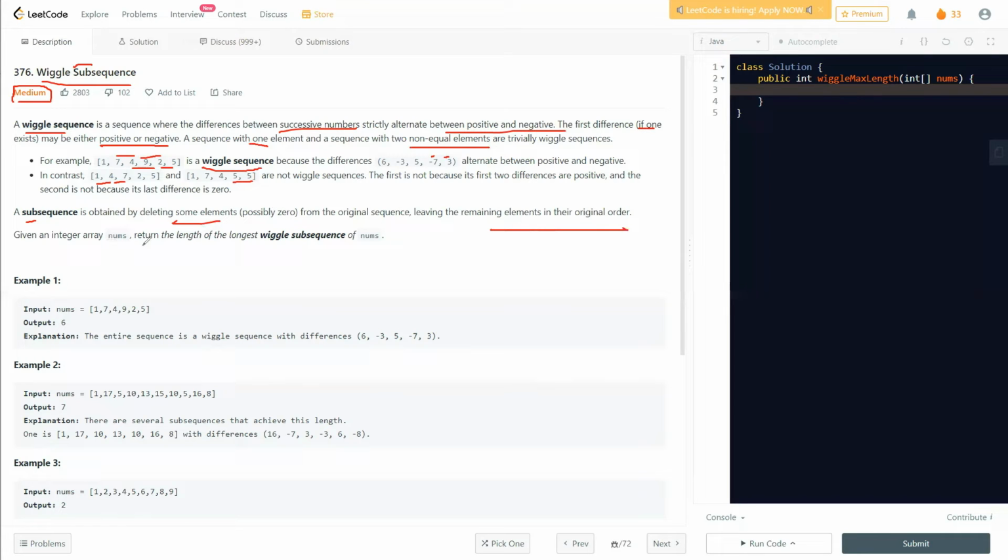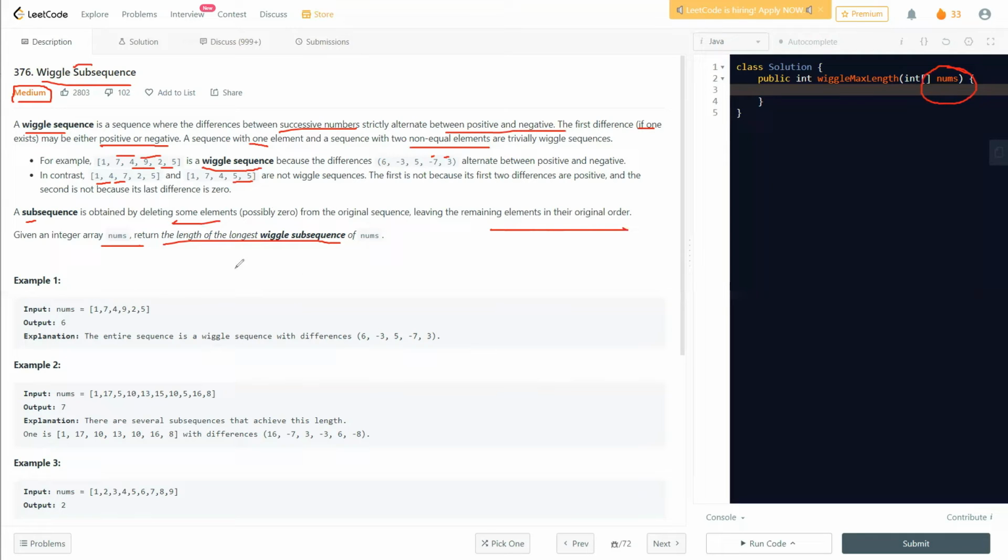Given an integer array nums, we need to return the length of the longest Wiggle subsequence of nums. So we need to return the length of the longest Wiggle subsequence that we can find in our nums array. Okay, so that's the idea behind this question.